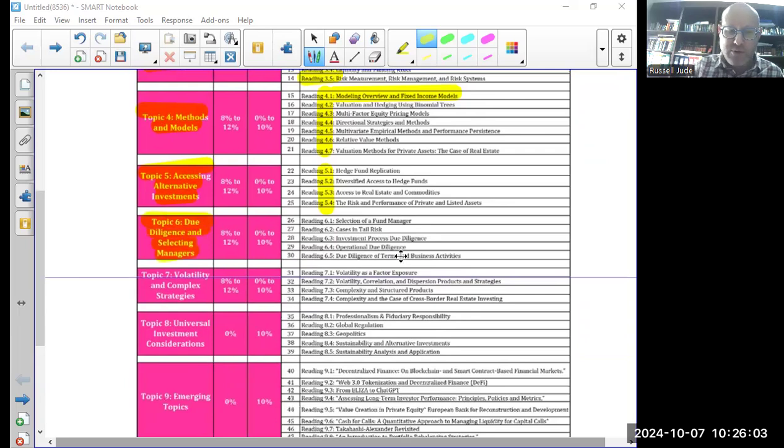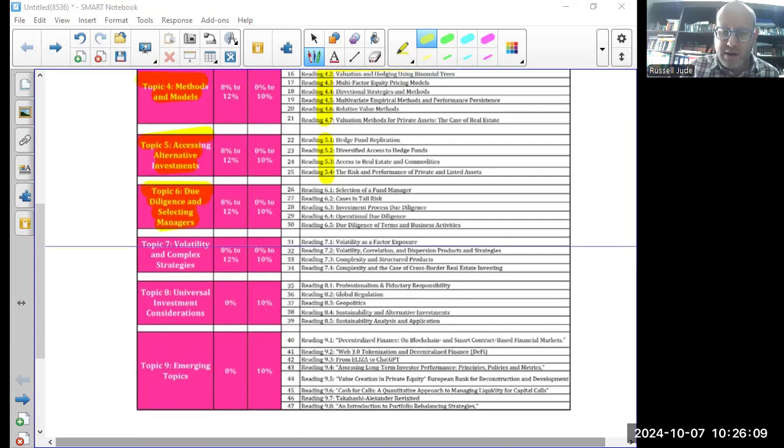Topic 6, same story, due diligence and selecting managers. Really a bit of a carbon copy of what it was before. There were 5 readings, there are 5 readings. When I say no change, I'm not saying there are no changes at all, but essentially this topic, topic 6, due diligence and selecting managers, has remained the same.